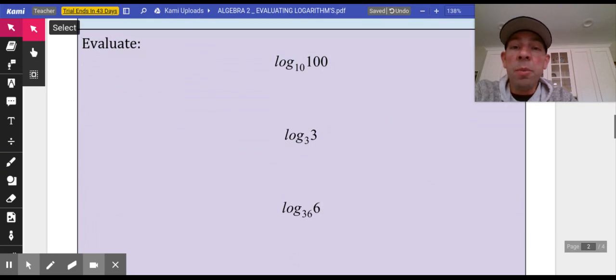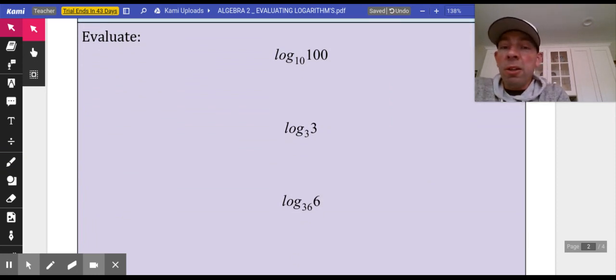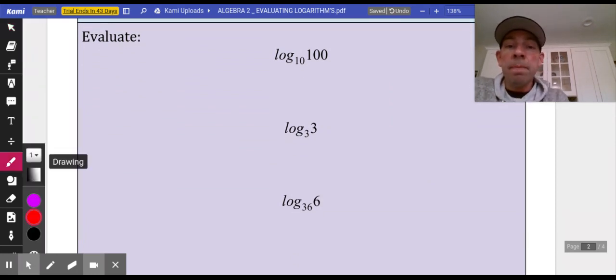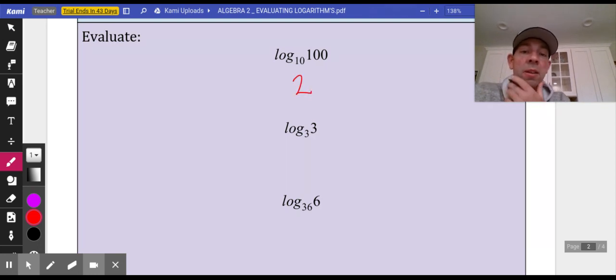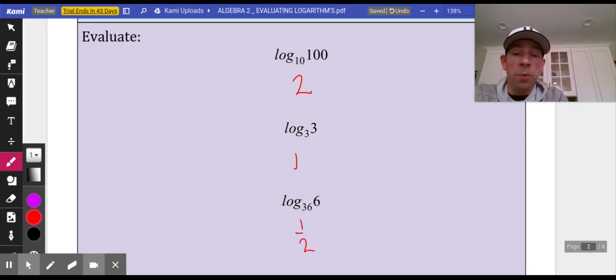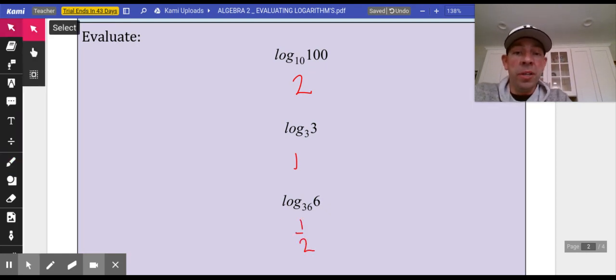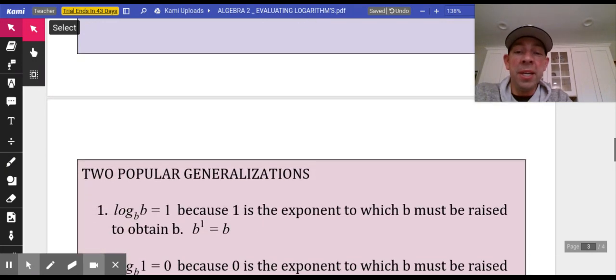All right, let's try a couple without that guided table. Log base 10 of 100 is saying, 10 to what power equals 100? 2. Log base 3 of 3. 3 to what power equals 3? 1. Or log base 36 of 6: 36 to what power equals 6? And that's just going to be your 1/2. So we're just really good at filling in the exponent. What would the exponent have to be?